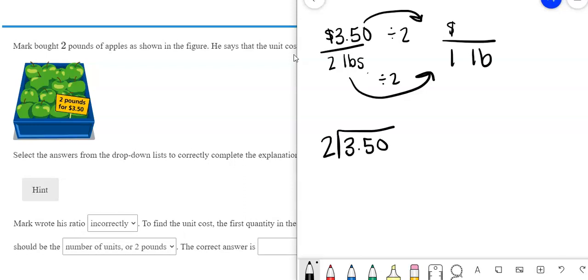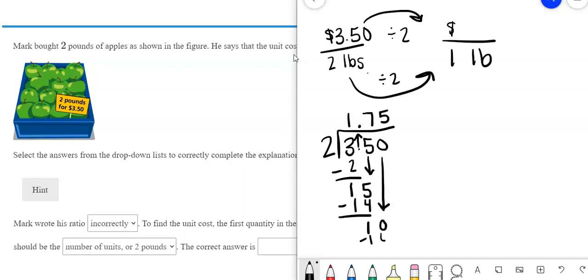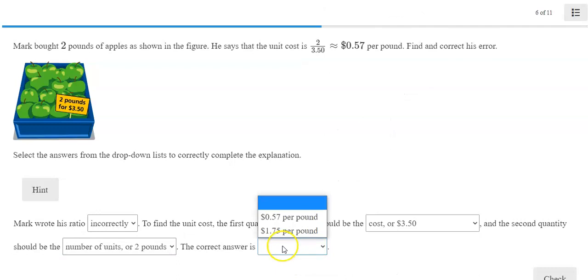There's no decimal on the outside, so it's going to go straight up. 2 goes into 3 once. Bring down my 5. 2 goes into 15 7 times. 2 times 7 is 14. Bring down my 0. 2 goes into 10 5 times. So the correct answer is $1.75.